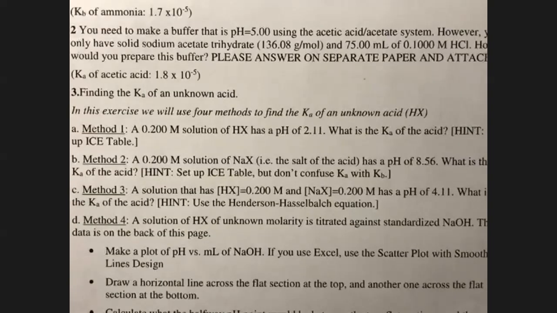Okay, let's look at the next section here. So the next section essentially is finding the Ka of an unknown acid. Trust me, method number one, we have done already in class. But as I mentioned, there are other methods for finding the Ka, and this is what we're going to discuss, right? So method number one says a 0.2 molar solution of HX, let's call it acid HX, has a pH of 2.11. What is the Ka of the acid?